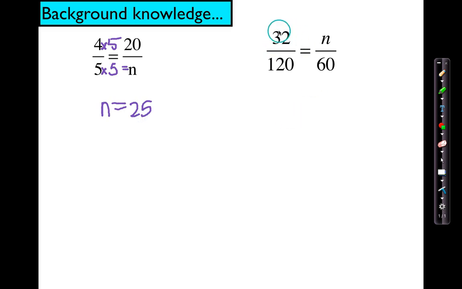So here, I don't know how 32 became n because I don't know what n is. However, I do know how 120 became 60. Now, a lot of you would say, oh, we're dividing by 2, which is absolutely correct. But I do want to show you another method as well. You could think of it as multiplying by 1/2. Because if you multiply 120 by a half, you do get 60. It's another way of expressing the idea of dividing by 2. So if I'm multiplying this by a half, I'm multiplying 32 by a half as well. So what's n? It's going to be half of 32, so it's going to be 16.